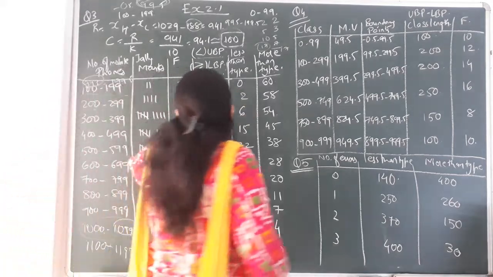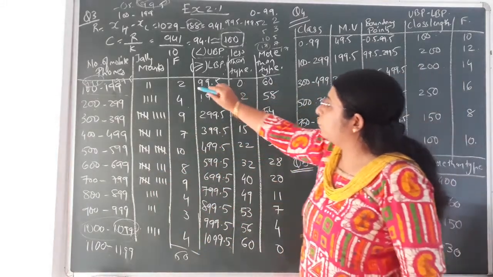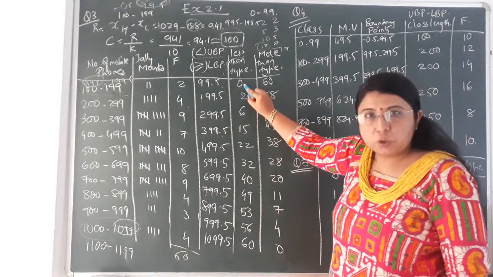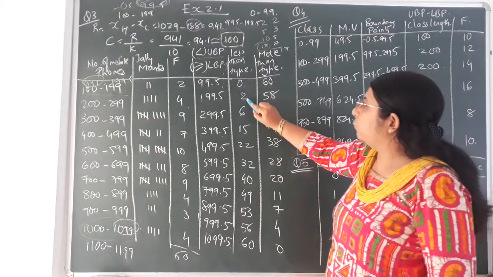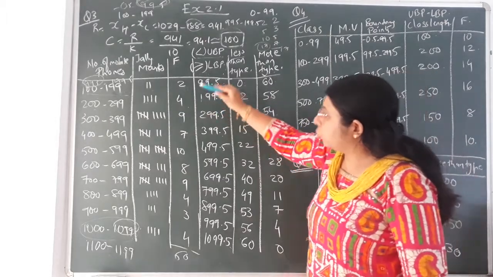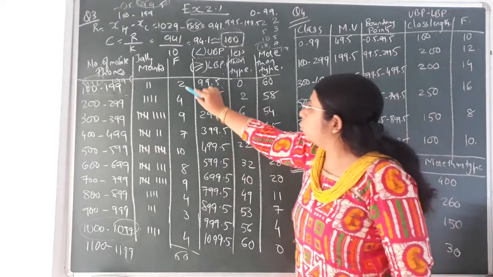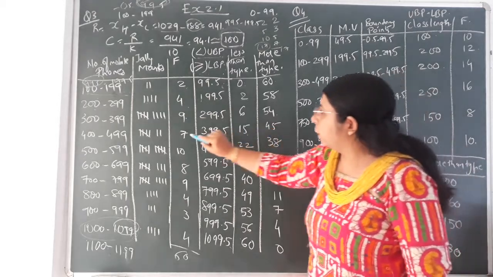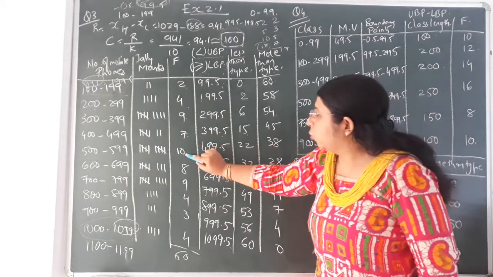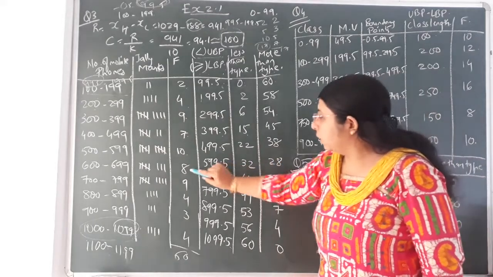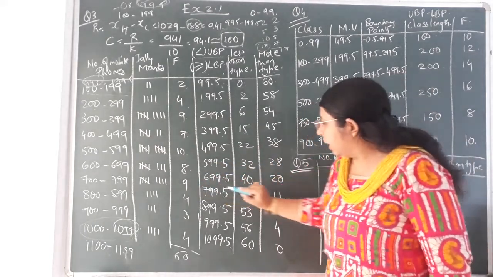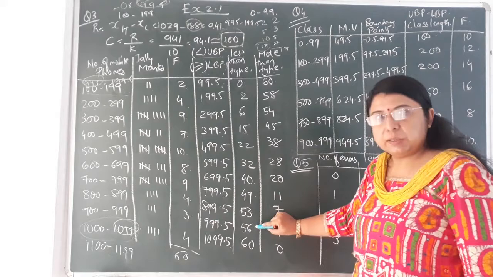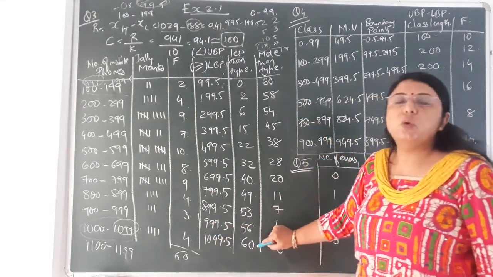Then afterwards 199.5. Now you have to add all the frequencies. So the first frequency is 2, so you write 2. Always the start will be 0 in the case of the less than type, then the first frequency as it is, that is 2. Then you do the addition of all the frequencies: 2 plus 4 is 6, 6 plus 9 is 15, 15 plus 7 is 22, 22 plus 10 is 32, 32 plus 8 is 40, 40 plus 9 is 49, 49 plus 4 is 53, 53 plus 3 is 56, and 56 plus 4 comes to 60.